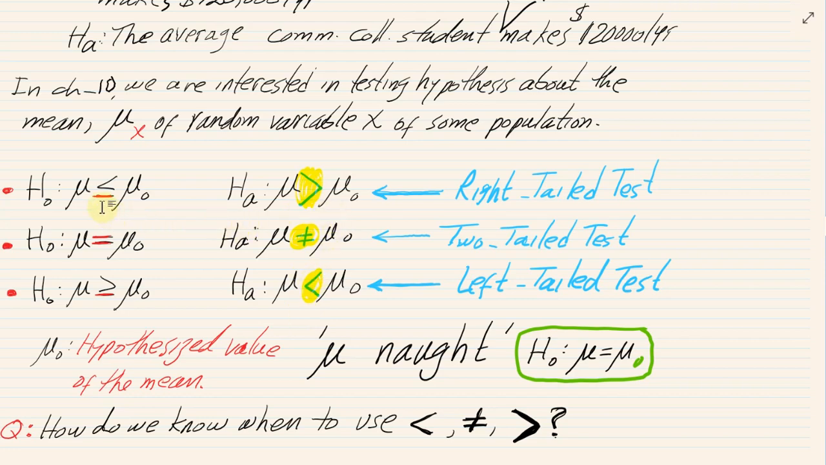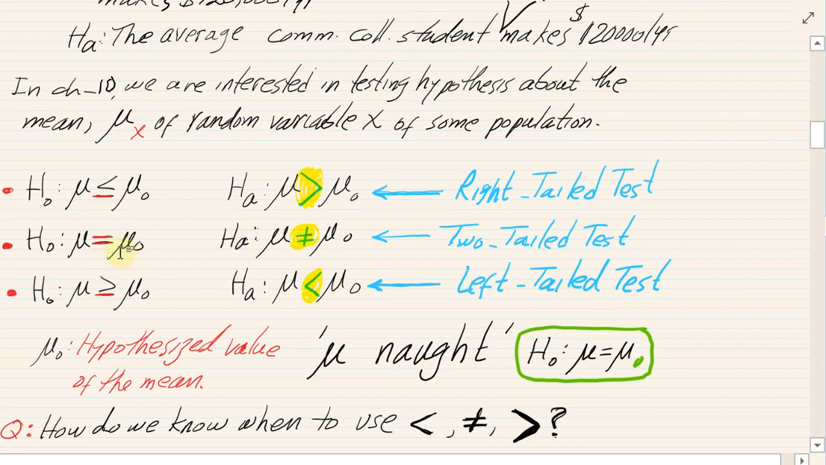By contrast, look at the null. All 3 forms of the null have equal, equal, equal. So to make it easy on the students, we usually say assume the null is always equal, equal, equal. In other words, we always take the null to be this middle one, and we allow the alternative to be any one of these 3.